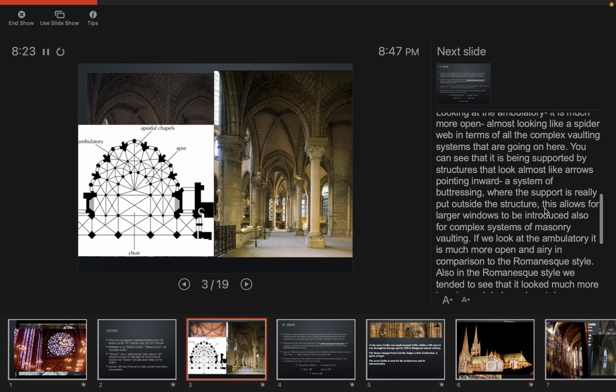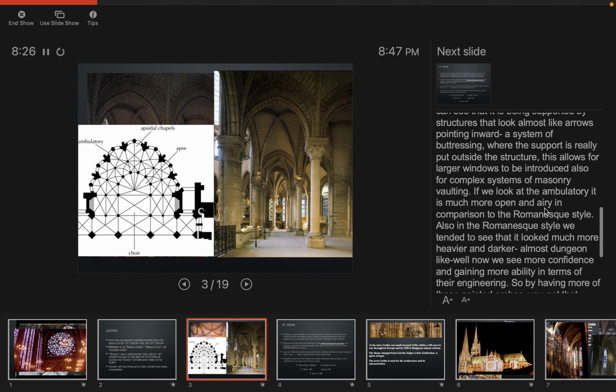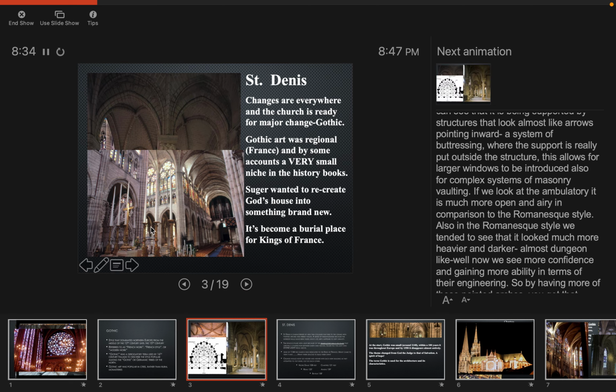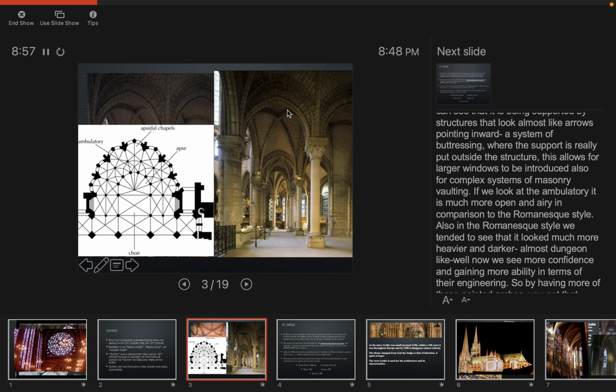But let me find my way back here. So this type of support allowed for, sorry, I'm jumping around so much. So looking at this image down here, this type of support allowed for much more open and airy rooms, and it allowed for larger windows to be introduced. So we see these windows here, and we see a complex system of masonry vaulting, which we see up here and here. It's kind of unorganized, but you get the gist.